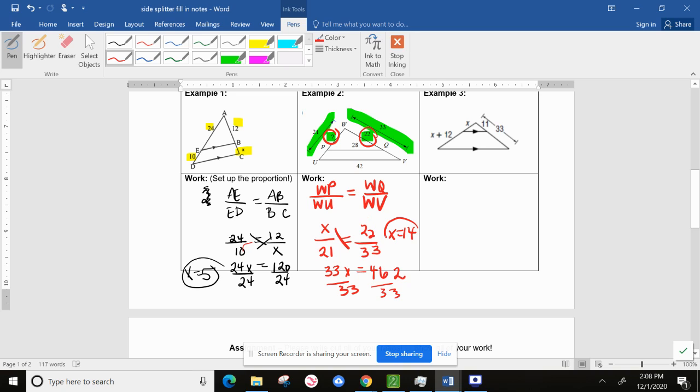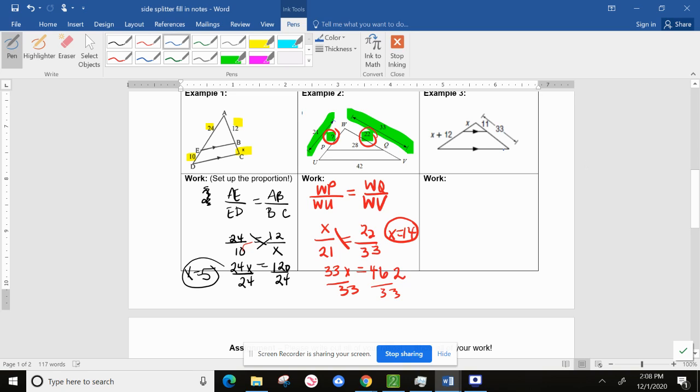Now, does that sound reasonable? Let's just double check. If that side's 33 and that piece is 22, does it make sense that if this side's a little shorter than that one, this piece should be a little shorter than that one? Absolutely it does. And I'm confident in that answer because it seems reasonable. Okay. Once again, pause the video if you need to do some digestion or ask your friend any questions.